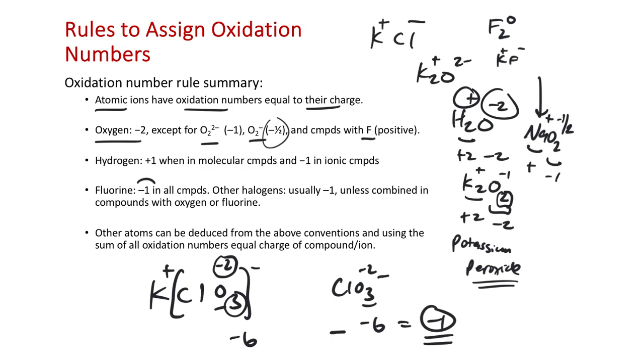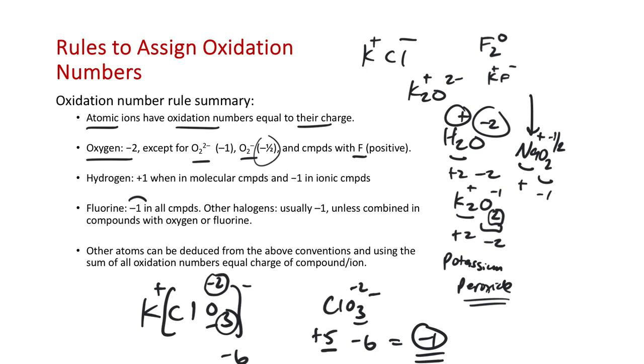Probably +5. So if I go +5 for chlorine, -6 goes to -1. And so for chlorate, if we have an atomic ion, then the charges should sum up to the ion's charge. If you then said, well, what if we go back to the compound? What if we go back to KClO3? It works out here too.